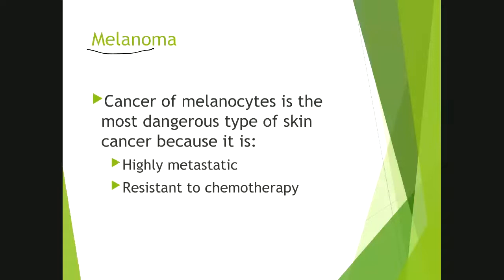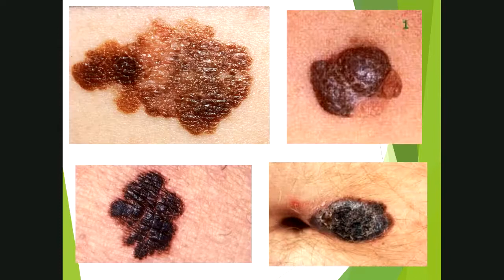Melanomas come from melanocytes. Melanocytes, remember, make melanin, and so these are often, mostly always, colored. Melanocytes are very active cells, and so this is a very active cancer. It metastasizes very, very quickly, and it's also very hard to treat. So when you look at it, they look like this.